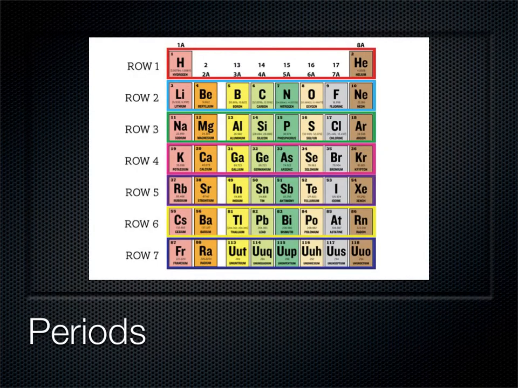Now, let's talk about it. We've been talking about the groups or families. Let's talk about the periods. And notice that we're just doing the representative elements. We're just taking those 1A through 8A as we go across here, talking about the periods.